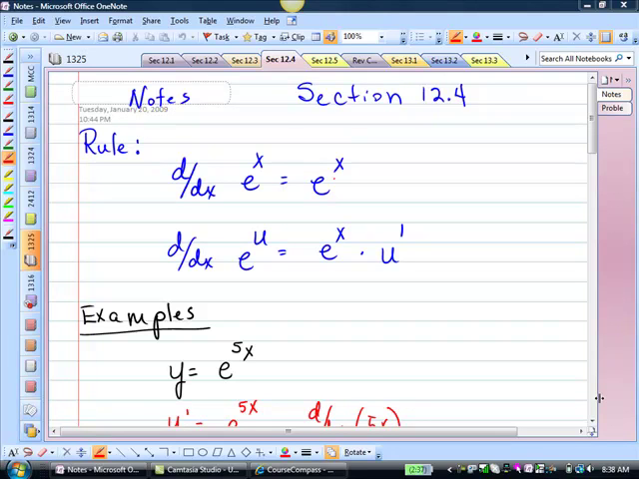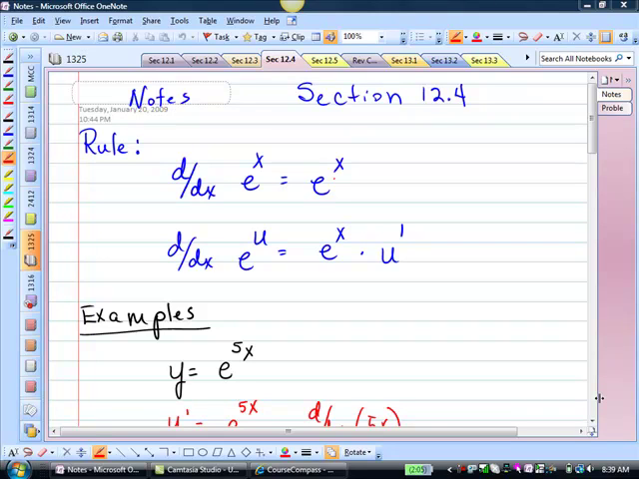Okay, this is section 12.4, and some of you have been copying the rules down that you see up there. There's two rules. The derivative of e to the x, and we need to remember that e is a number, but usually it's not written as a number, it's just written as e. It's actually about 2.7, and it's got a ton of numbers after that. It's an irrational number, but it's a really important number. So you'll see it in calculus a lot.